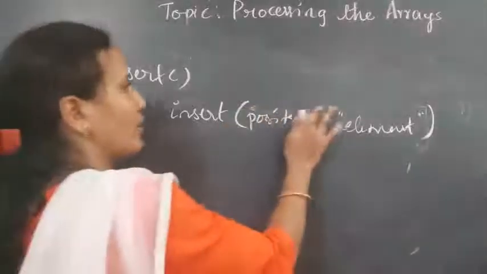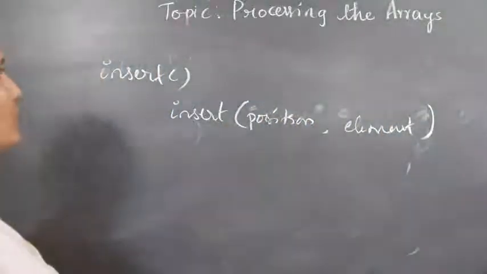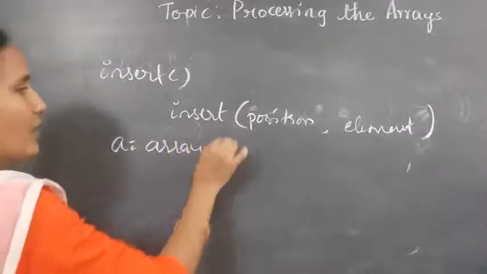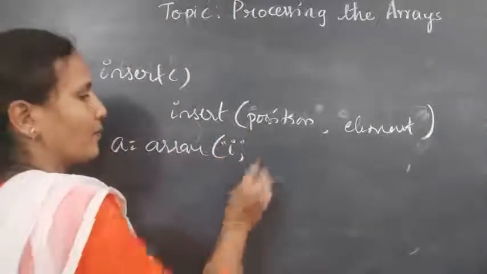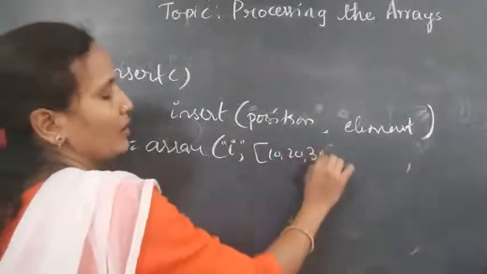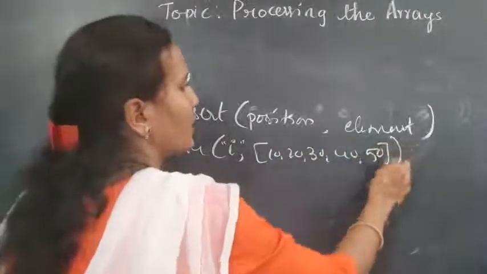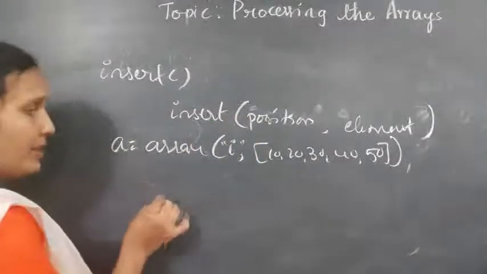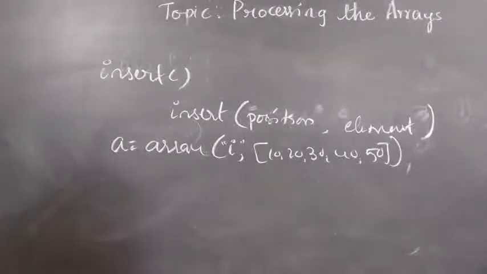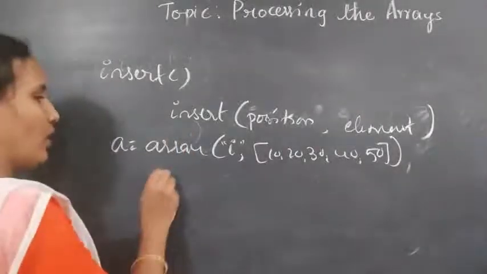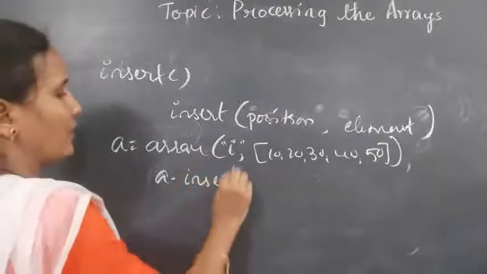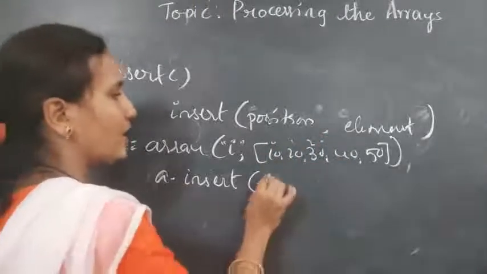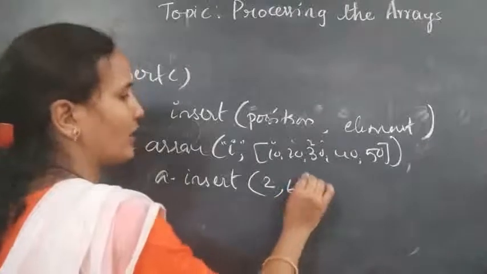Actually you won't get this because it is Python. In Java and others we used to give that. Now here I am creating an array. A equals to array 10, 20, 30, 40, 50. See, when you are giving a position, that is nothing but the index. So here I am inserting an element in the second position. Example, A dot insert, second position, example 0, 1, 2, here I want to insert 60.